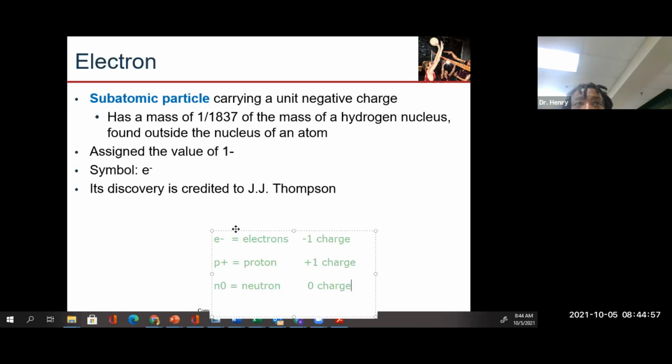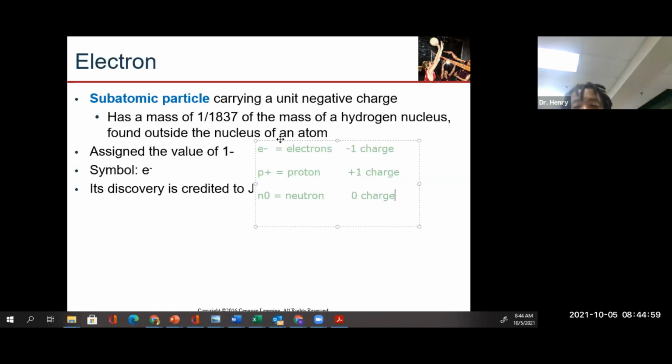Okay, so now we're going to stray from our notes a little bit. You can use the notes. We'll come back to them here in a minute. Okay, so we're going to go to the periodic table.